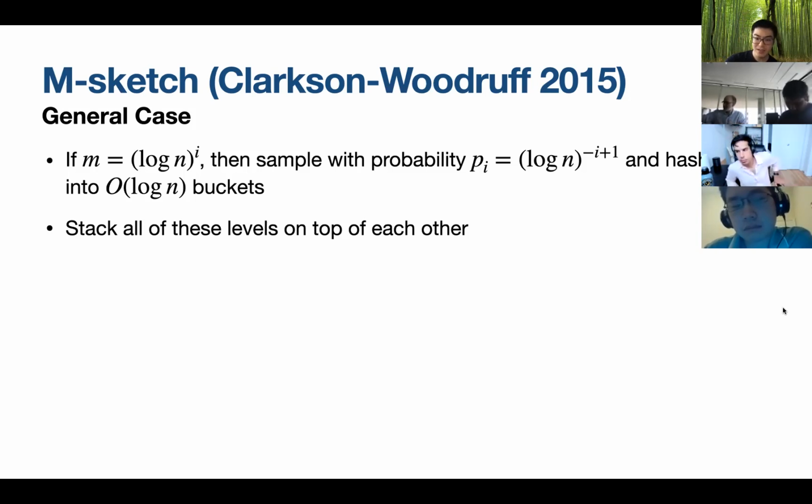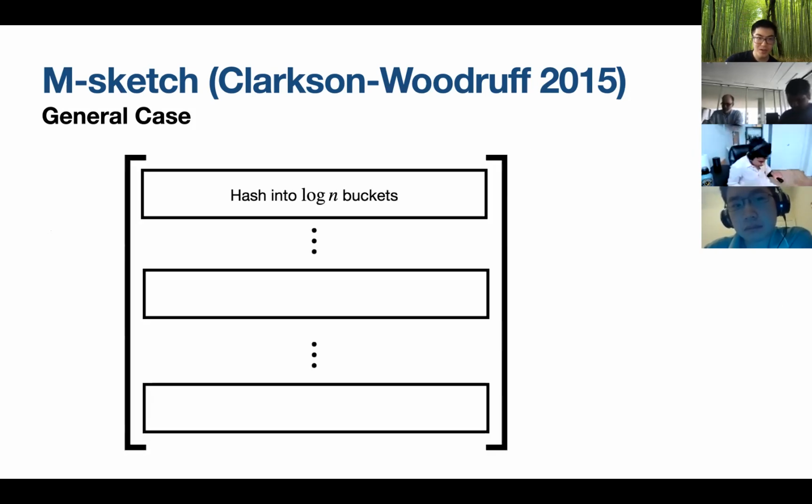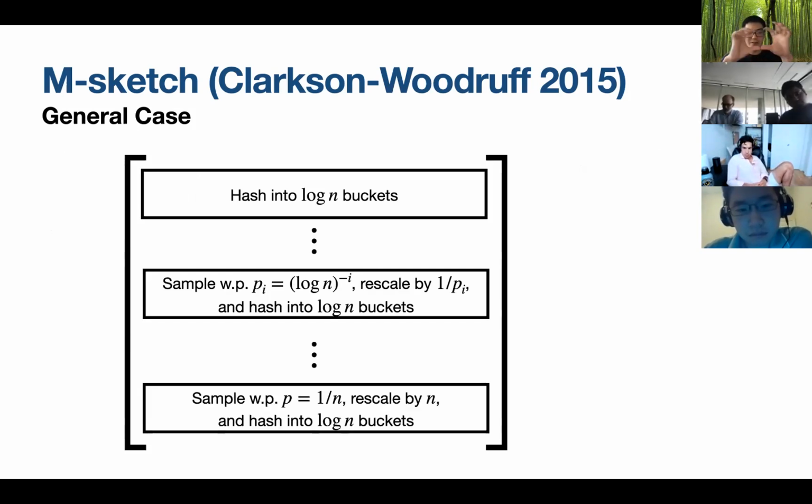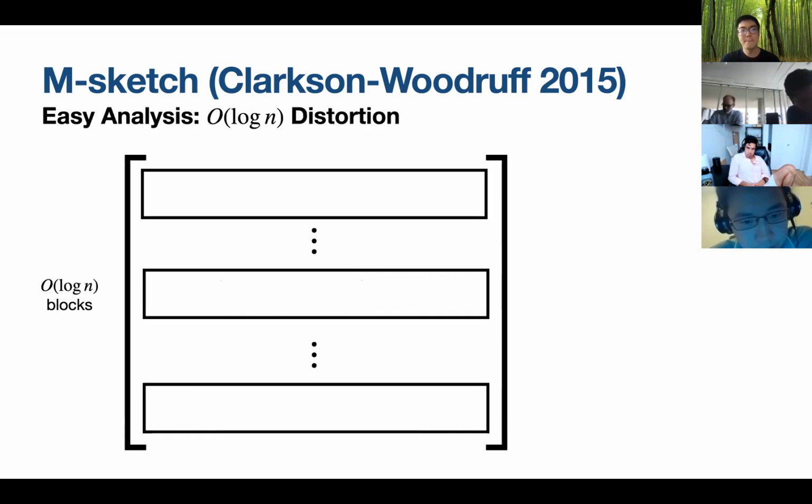Yeah, I think you guys are just way ahead of me. But in general, for the first level, we'll hash everything into log n buckets. I'll sample with probability as mentioned before, rescale, and then hash into log n buckets. I do this all the way until p is like 1/n. So this gives me log n blocks, which corresponds to guessing log n levels of m.